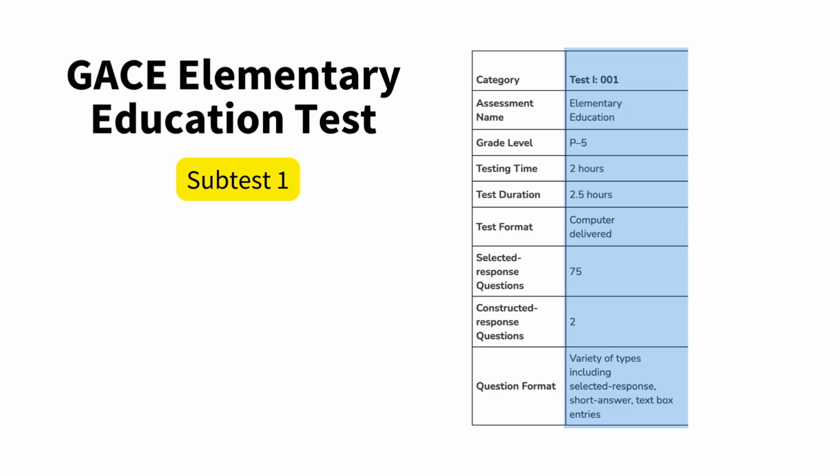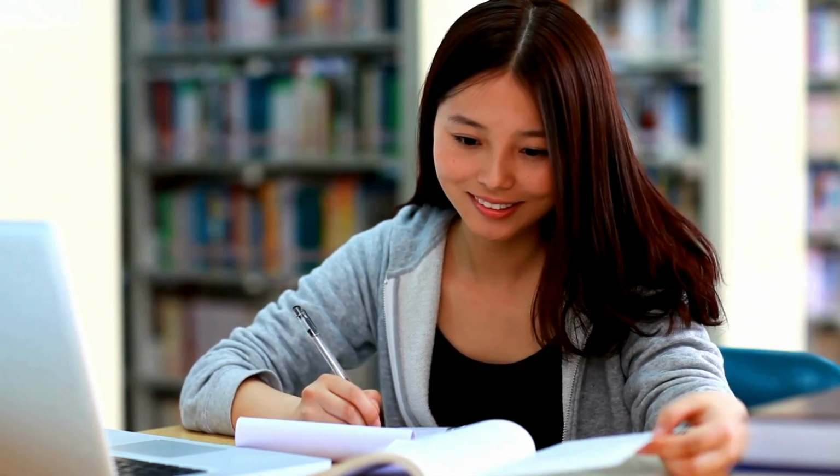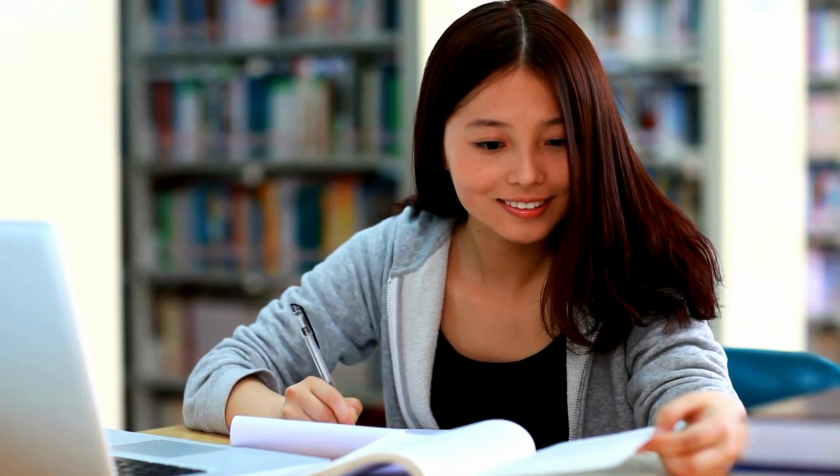Now, as you begin to prepare for subtest 1, know that the social studies section makes up 25% of your total exam score. Now, in order to help you get totally prepared, this practice test will guide you through a simulation for the types of questions you can expect to see on test day.